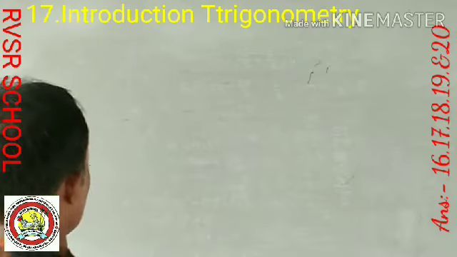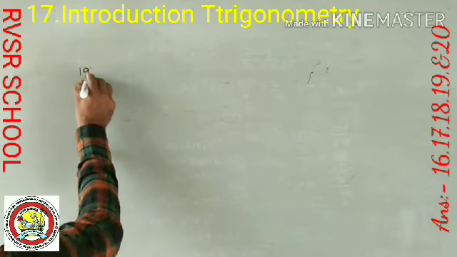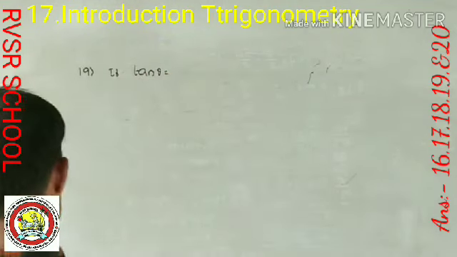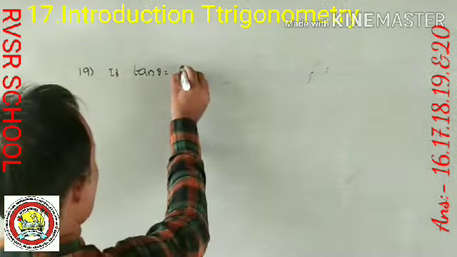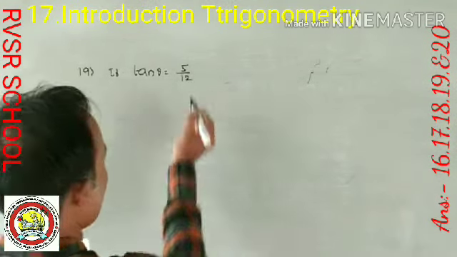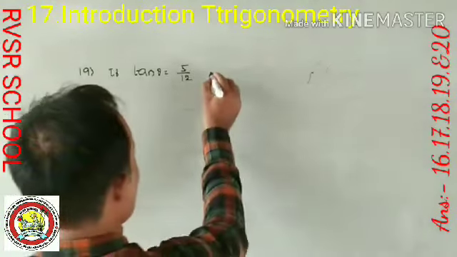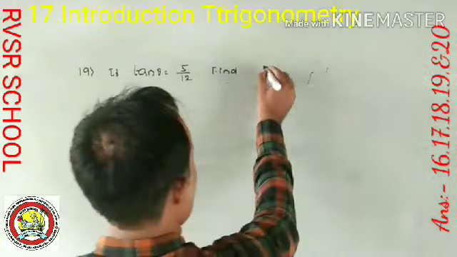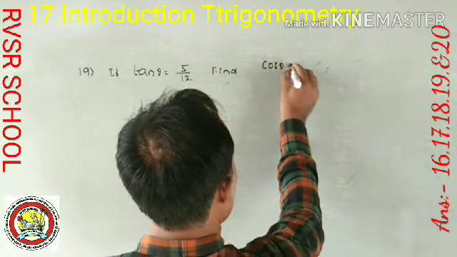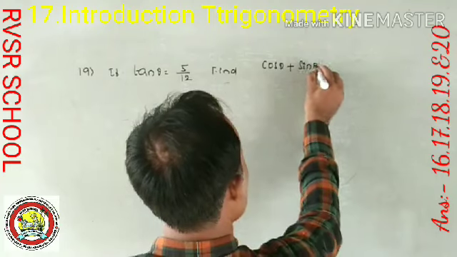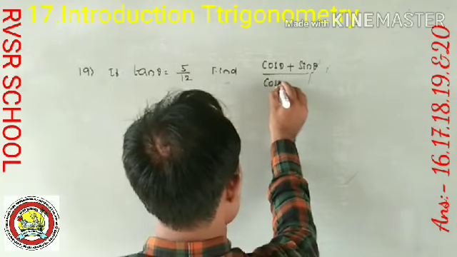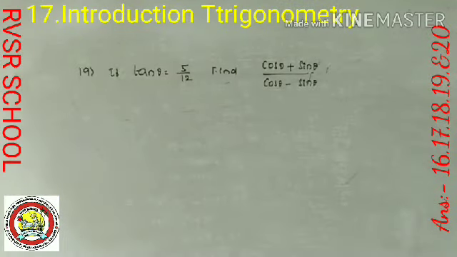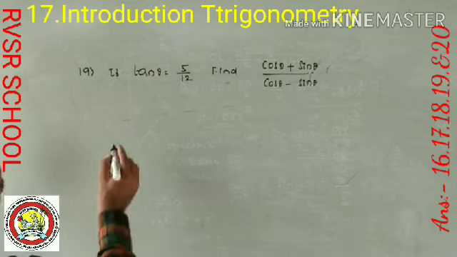If tan theta is equal to 5 by 12, find the value of (cos theta plus sin theta) divided by (cos theta minus sin theta). Let's find this again by using right angle triangles.